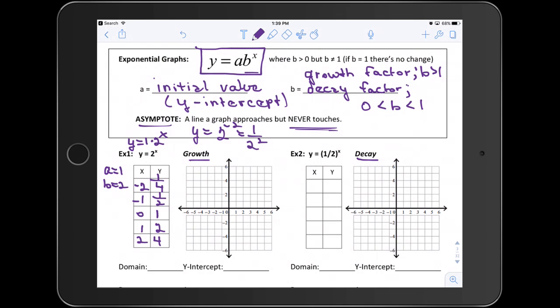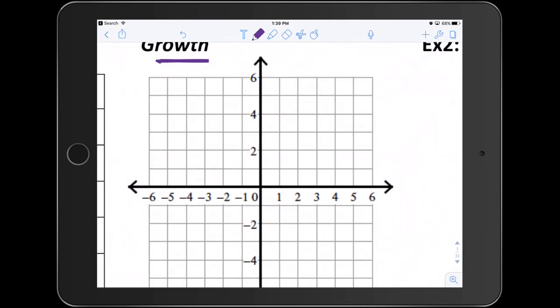Okay, so we plugged and chugged a table here, and now we're going to graph it to get a general idea of what this graph looks like. I'm going to see if I can zoom in here. So we have -2 and 1/4, which is hard to graph, but do it the best you can. -1, 1/2 is up a little bit more. 0, 1, there's that y-intercept, which is also the initial value. Remember we talked about that the initial value is your y-intercept. And then 1, 2 is right here, and then 2, 4 is right here.